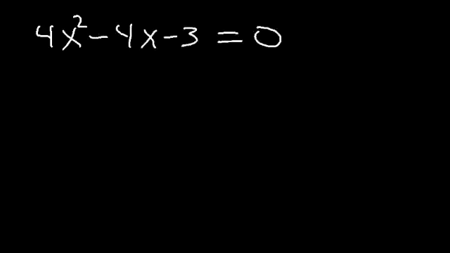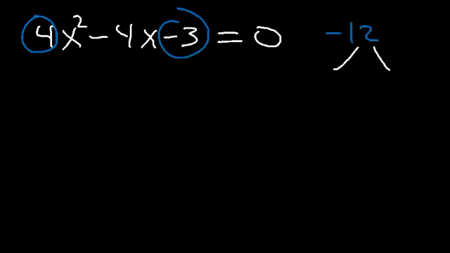Now what about this one? Let's say if we have 4x squared minus 4x minus 3. And let's say that's equal to 0. Go ahead and solve for x by factoring. So let's multiply 4 and negative 3. That's equal to negative 12. And let's find two numbers that multiply to negative 12 but that add to negative 4.